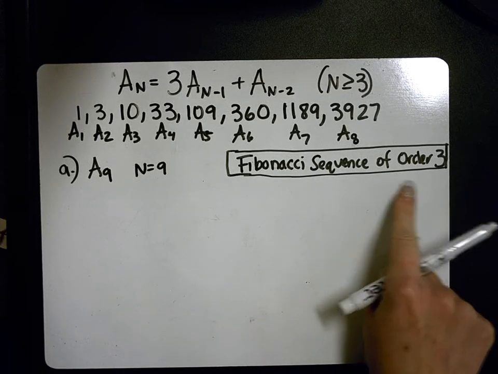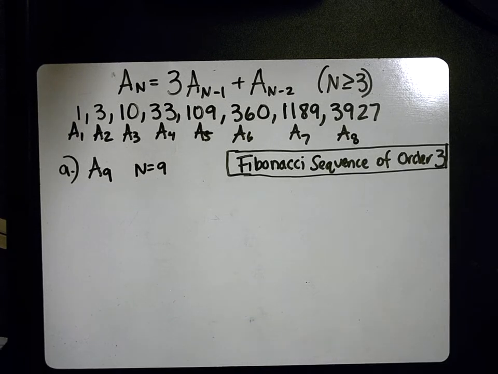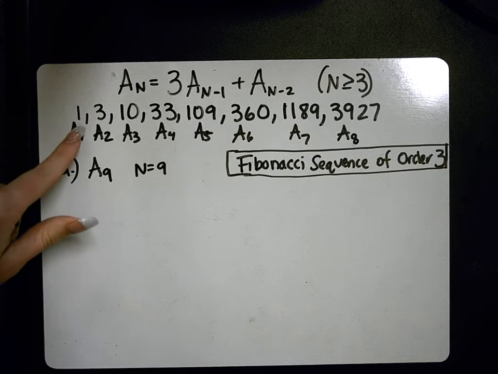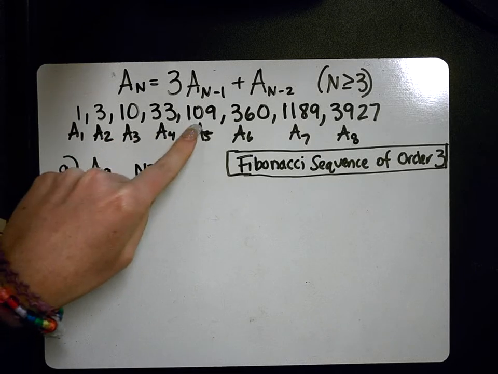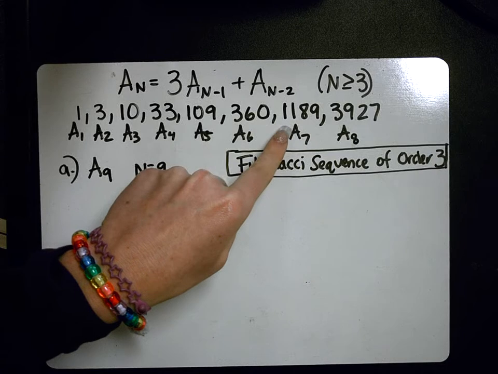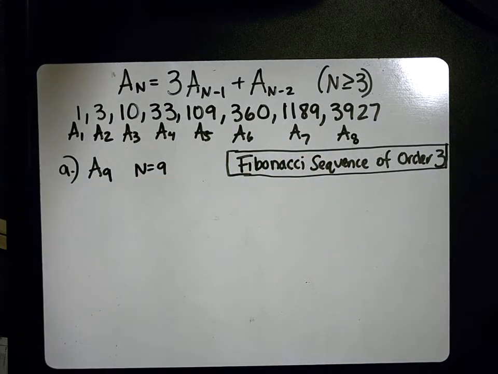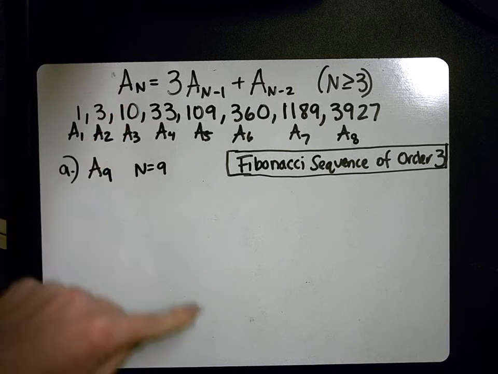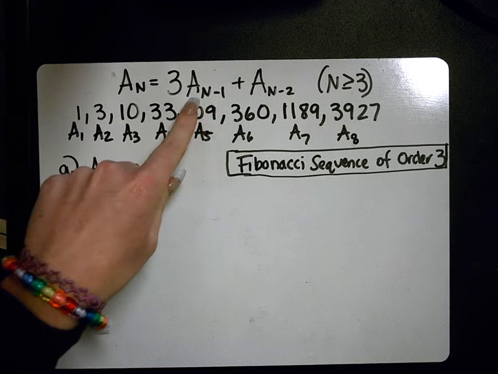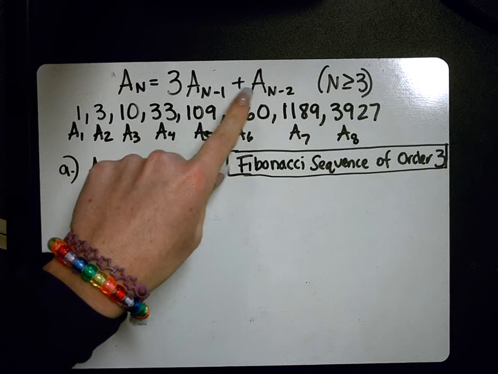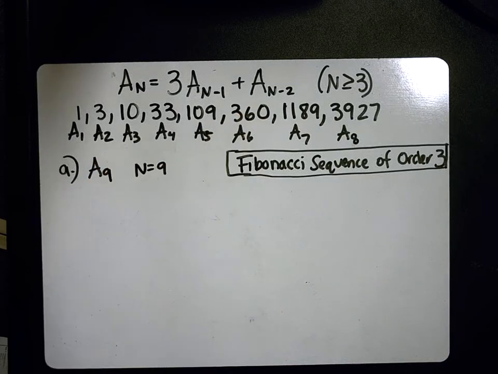The Fibonacci sequence of order 3 is a sequence of numbers shown below: 1, 3, 10, 33, 109, 360, 1189, 3927. Each term in this sequence from the third term on equals 3 times the term before it plus the term that's 2 places before it. And that's how you figure out each term.